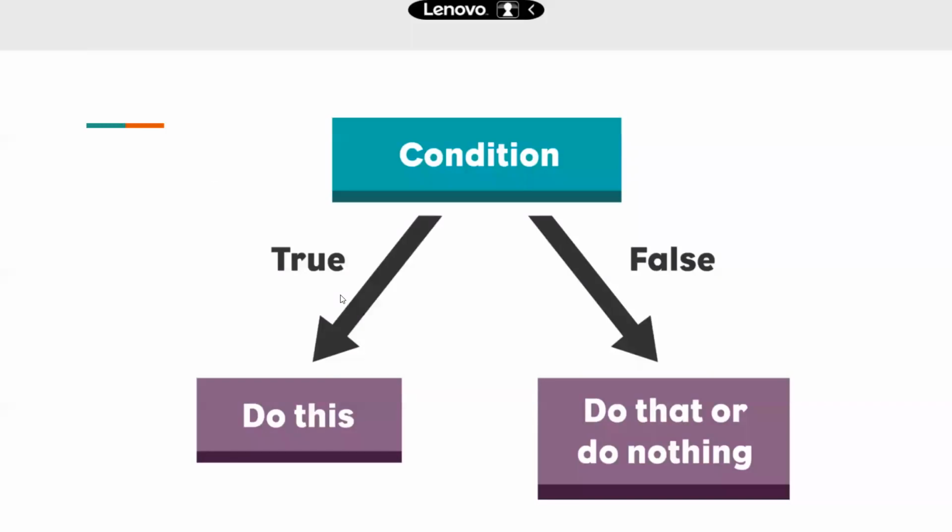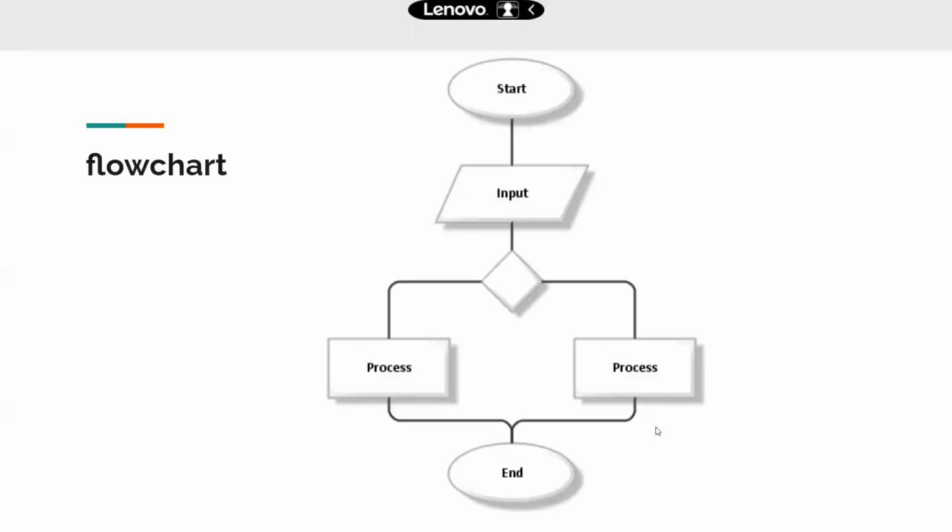Now if I talk about this, there is some condition, and if this condition is true, then I will perform something, and if this is false, then I will perform something else. So basically I will follow the flowchart approach. We will try to understand the problem using a flowchart. That will be very easy.